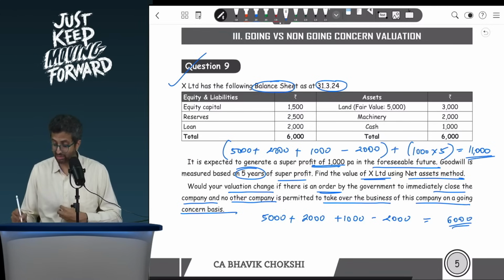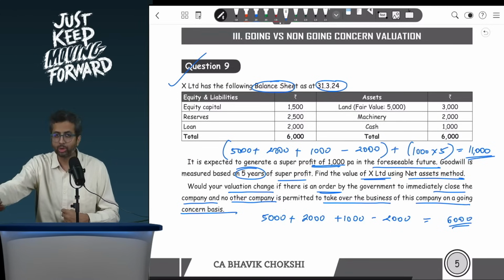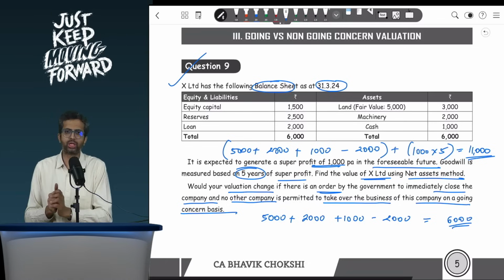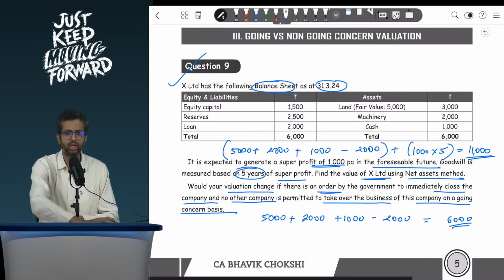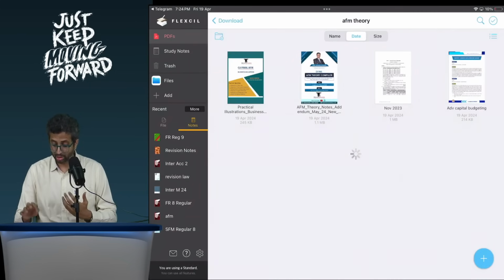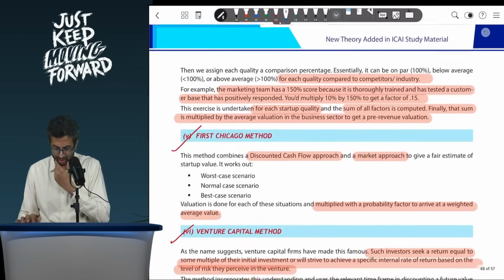You will still get 6,000. So your going concern value will be 11,000, which will include the value of goodwill. The value of a non-going concern will probably be around 6,000. That will not really include the value of the goodwill. Okay, so this also takes care of the non-going concern valuation.